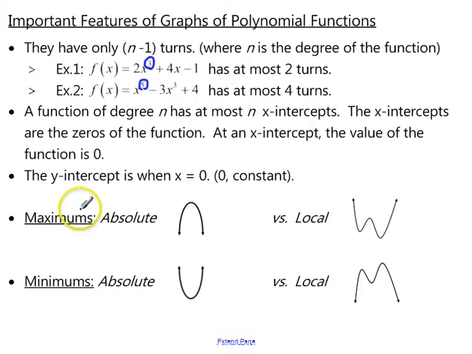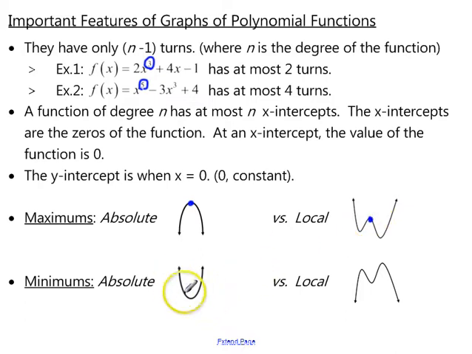Next, we want to talk about maximums and minimums. And remember, maximums are the highest points, minimums are the lowest points. But even within a max and min, we want to talk about what it means to be absolute versus local. In this parabola, this is an absolute maximum because there is no point on the graph that is higher than this one. However, if you look at this graph, you have this point here, which is kind of at the top of the hill, but you have other points on the graph that are higher than that point. So we call this a local maximum.